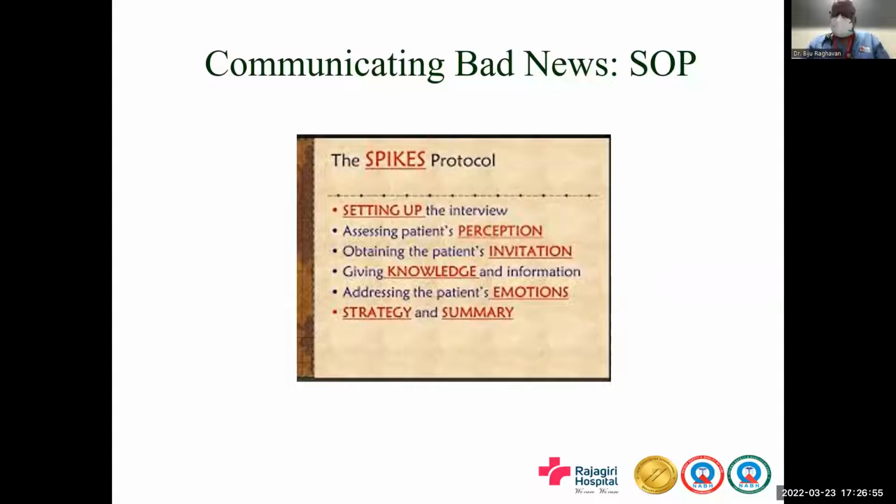And as is to be expected, there would be emotions. And even if somebody is very stoic, remember, there's a lot of emotional turmoil going on, even if somebody is not showing it. Mostly, people will express their emotion. And you have to learn how to deal with it. And once you have dealt with the emotion, then you can talk about the strategy: what can be done, what cannot be done, how it is going to be done, et cetera. Then you can close the interview by summarizing.